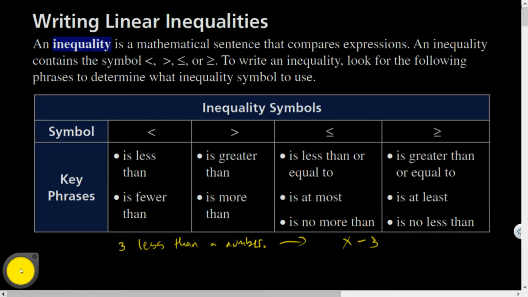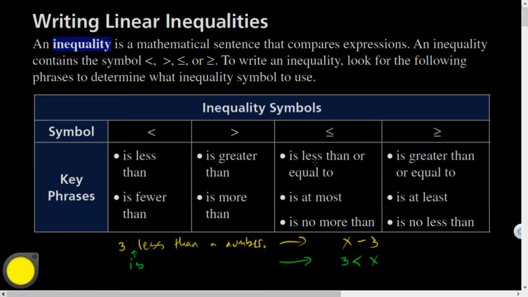But if I do the simple thing of adding the word is, 3 is less than a number, that would be translated to 3 is less than a number. Super subtle. The addition of the word is completely changed the meaning. It went from an operation to a relationship. Is greater than would be a greater than sign. Is more than is also a greater than sign.